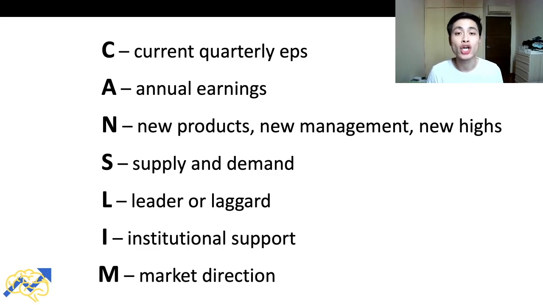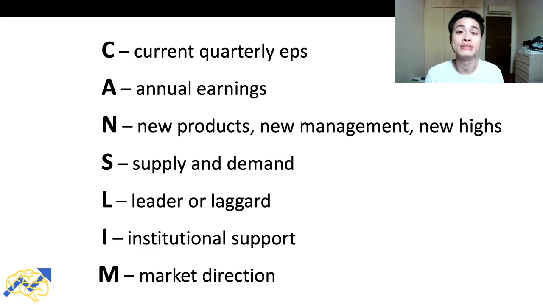The Canslim method consists of 7 main criteria. The C in Canslim is current quarterly earnings per share or EPS. A is annual earnings. N is for new products, new management or new highs. And for S, it's supply and demand. For L, it's leader or laggard. And I is institutional support, and for M, it's market direction. These are the 7 main criteria in William O'Neil Canslim method.